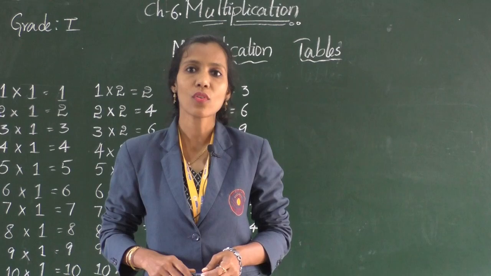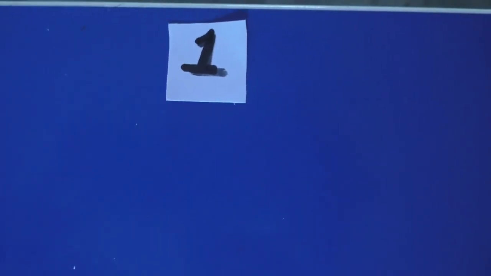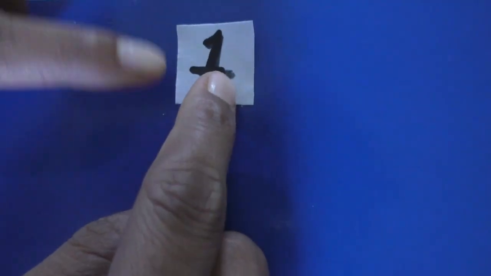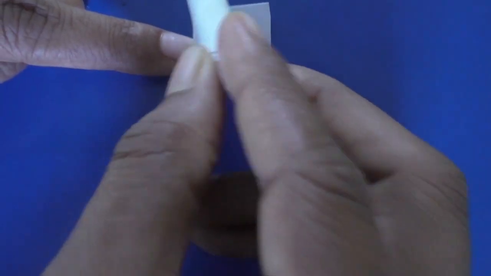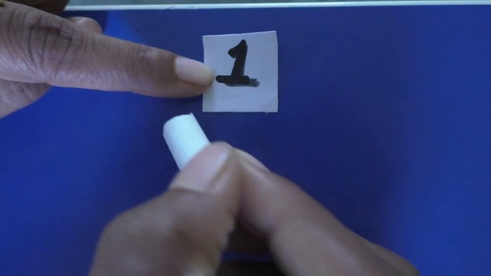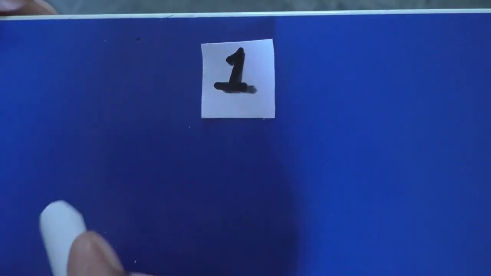Now we'll do 4's table. Now we'll build 4's table with help of square. So you can see here the square. It has how many sides? 4 sides. 1, 2, 3 and 4.